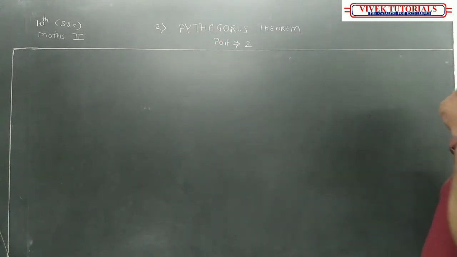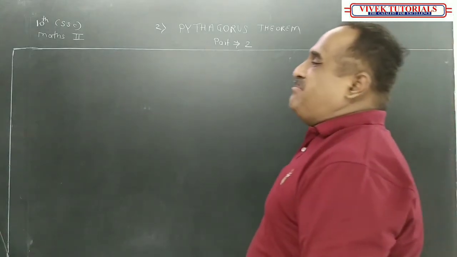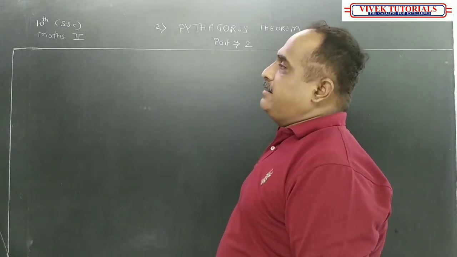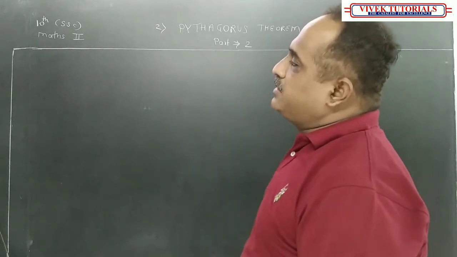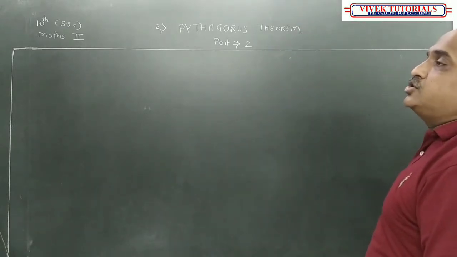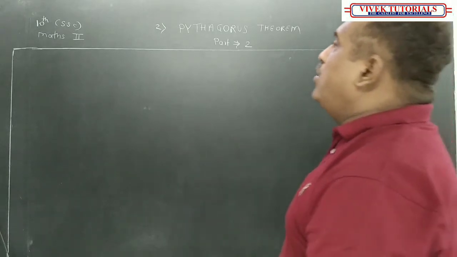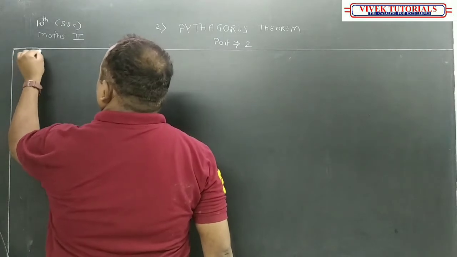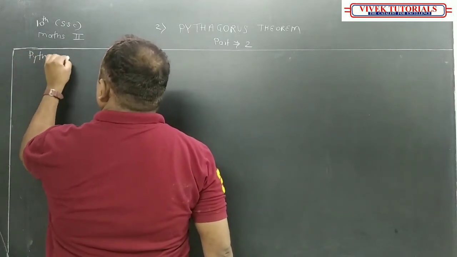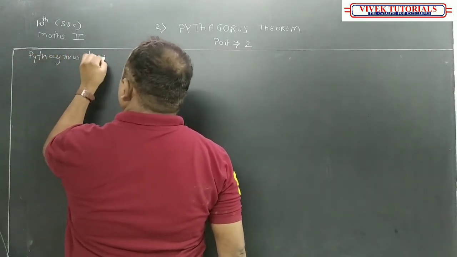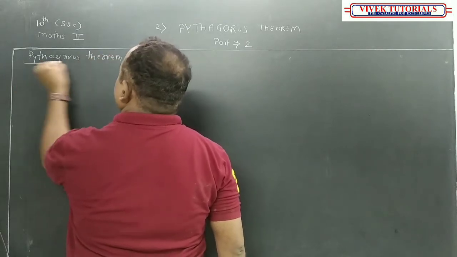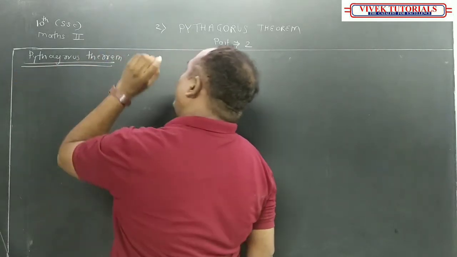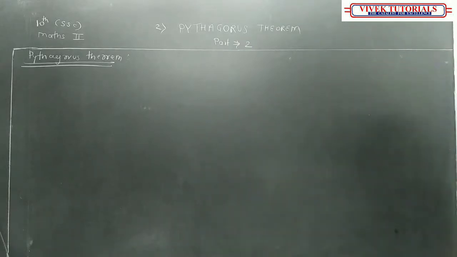Then we had studied about what? The theorem of similarity of right angle triangle. Then we have studied the theorem of geometric mean. Now we are going to study the Pythagoras theorem as a theorem. We have studied the statement. Now we are going to study the theorem, how it is proved.